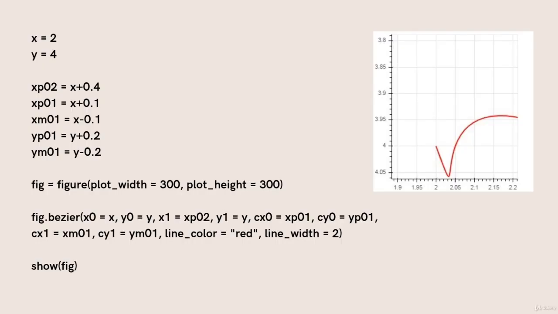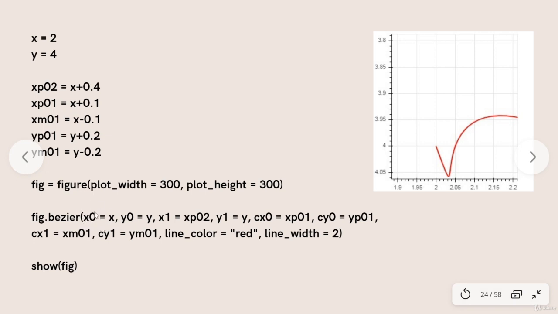So let's take this as an example. I assume x equal to 2 and y equal to 4. That's my assumption. And then these are what I have mentioned: the x points, xm and ym and yt, all these things are mentioned. These are the five further parameters that I have mentioned. So fig equal to figure, that's basically mentioning the parameters of the plot area, how the entire area of the plot, what should be my plot height, width, and all that stuff. Then fig dot bezier, that's the function we use. So I need x naught.